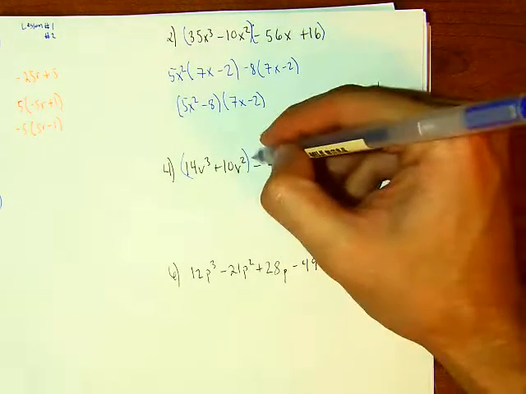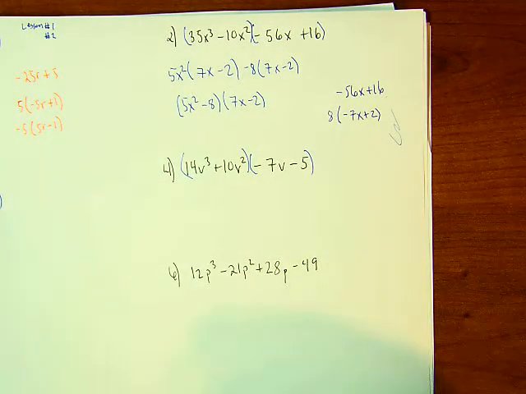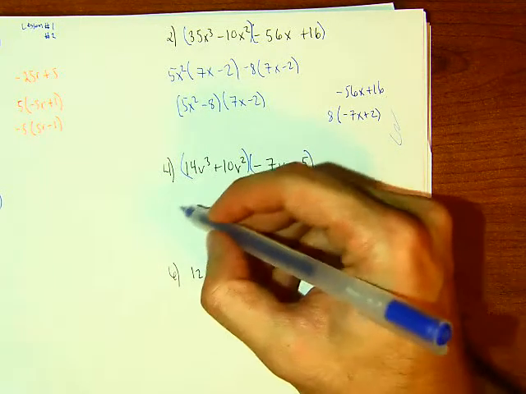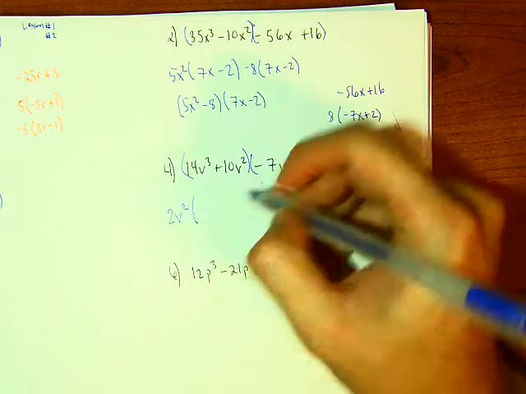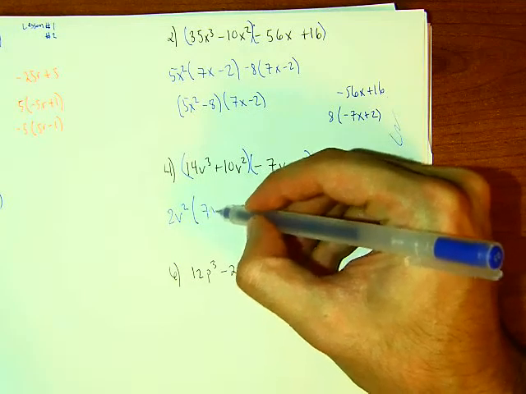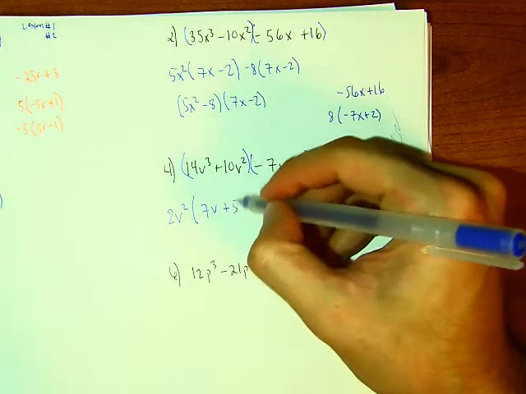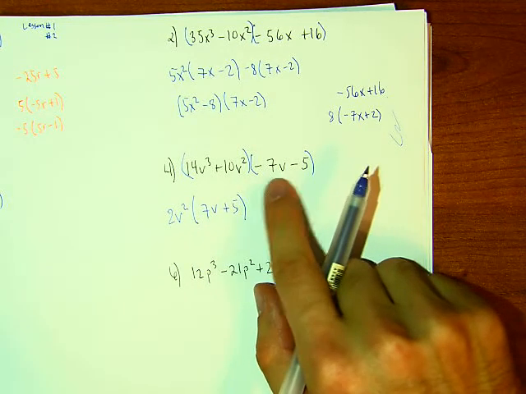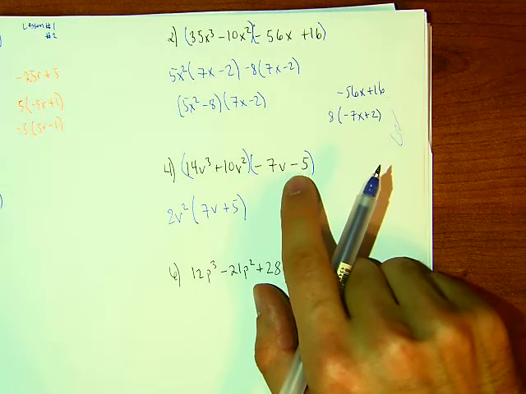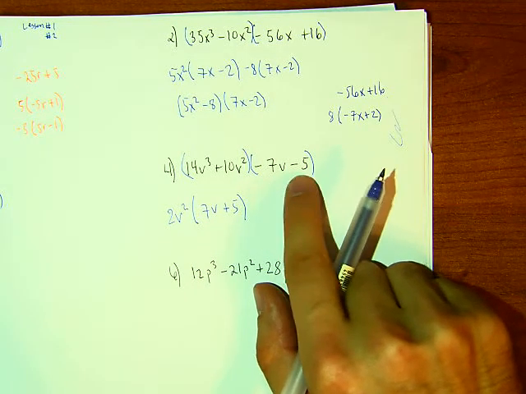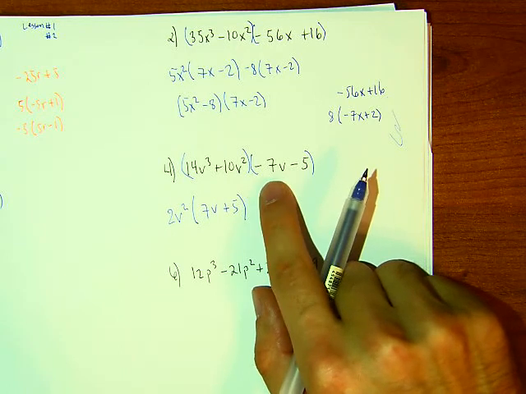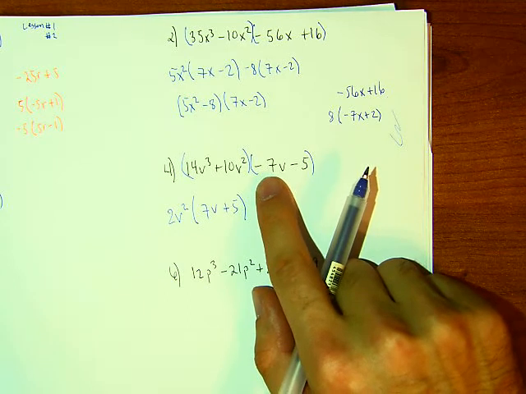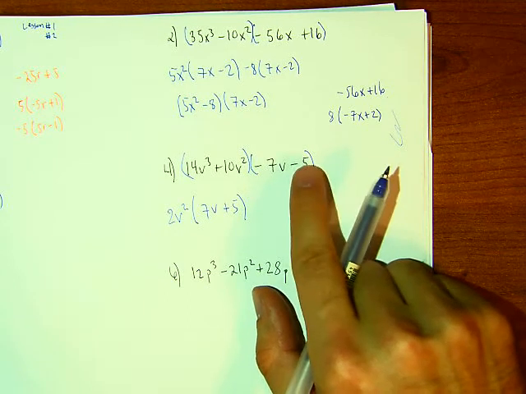Group them. The GCF of this is 2v squared, and if you divide it, you get 7v plus 5. And the second you get is 7v plus 5. You want this here. But let's look at this: minus 7v minus 5. What's the GCF of this group? It's 1. The biggest number that goes into 7 and 5 is 1.